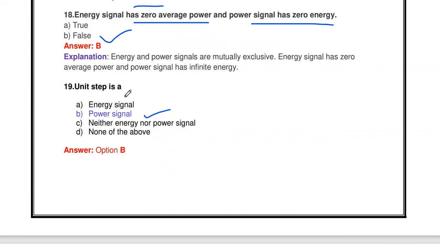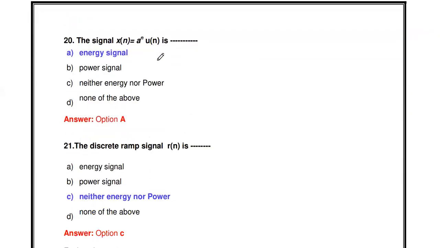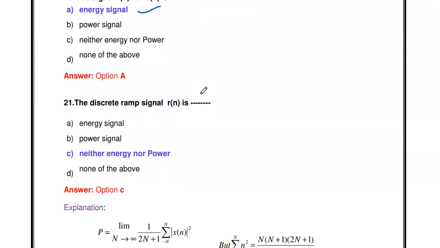Video, you can check. So the unit step signal, you just remember, is a power signal. Then the next one, x of n equal to a power n u of n, is a discrete exponential signal. That signal is an energy signal. If you want the proof, I will give the link in the description box.